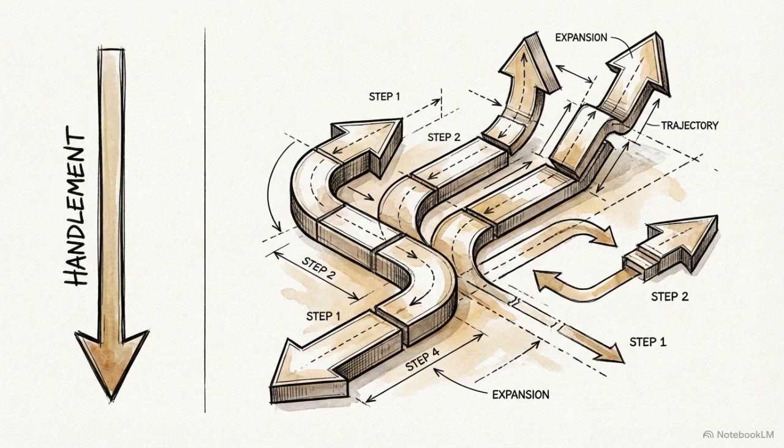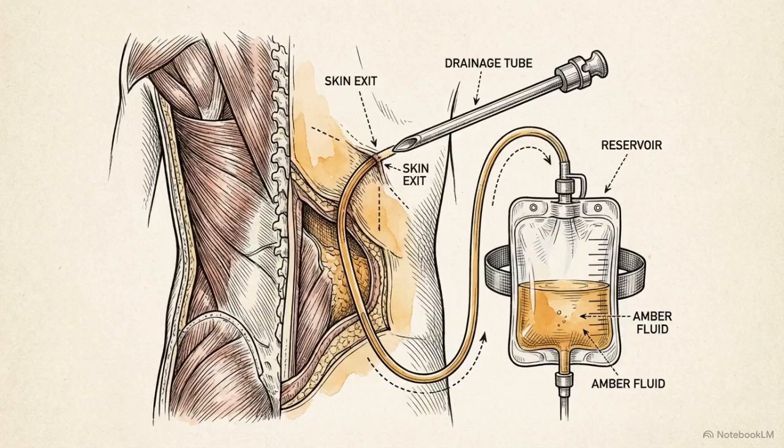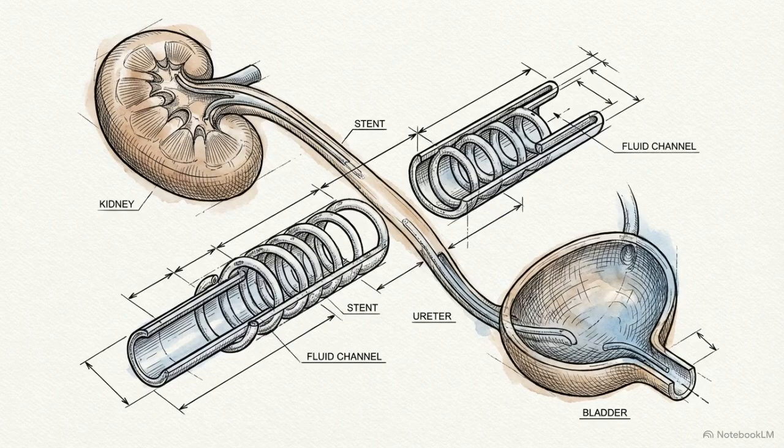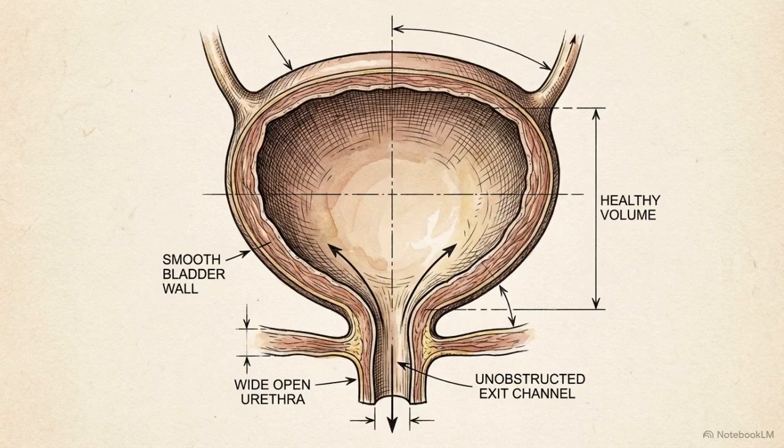complex two-step geometric construction. Initial access establishes external drainage into a bag, but the ultimate procedural goal is a nephroureteral stent, commonly called a double J stent. This converts the temporary external drain into a permanent internal diversion. Deploying a double J stent carries a strict anatomical prerequisite. The patient must possess a fully functioning, non-obstructed bladder, capable of voiding urine naturally.